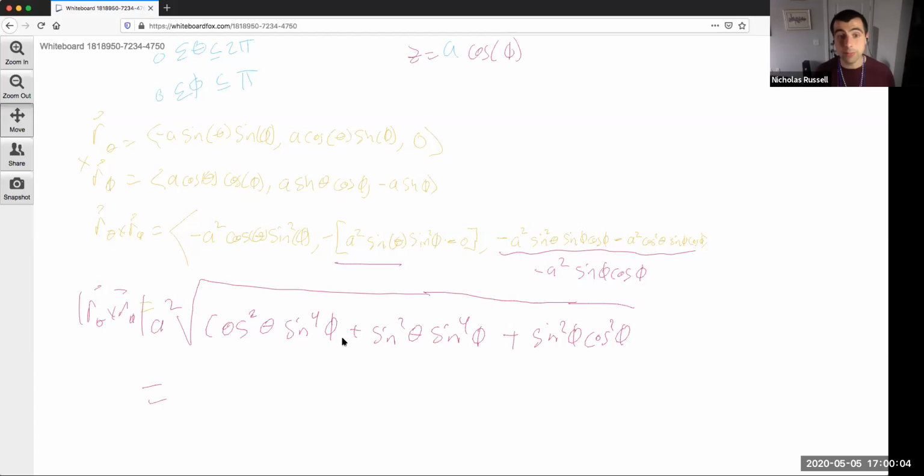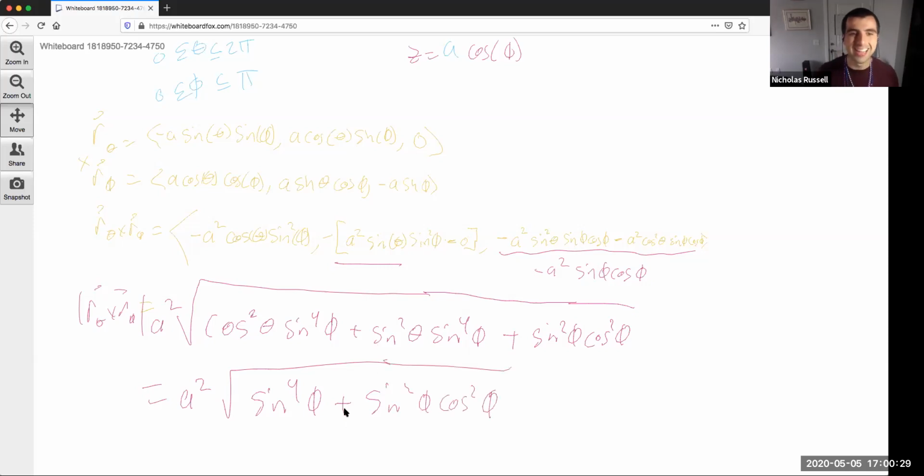These guys right here clean up very nicely. I can factor out a sine to the 4th. If I do that, this then becomes just cosine squared plus sine squared, which will be just 1. So this becomes cosine squared. This becomes sine to the 4th of phi plus sine squared of phi cosine squared of phi.